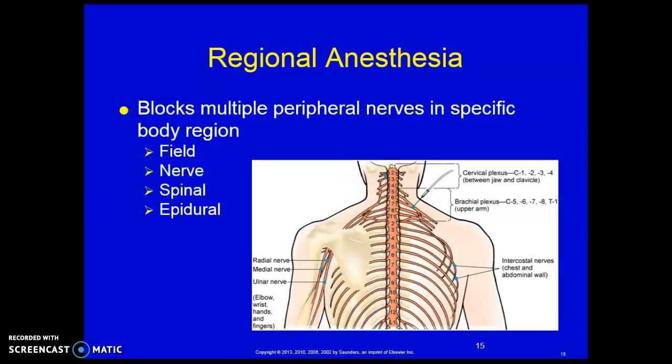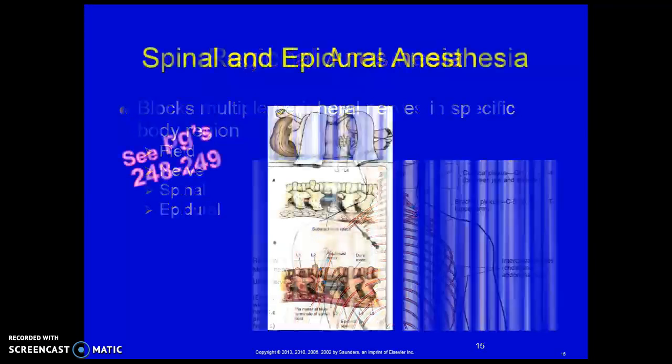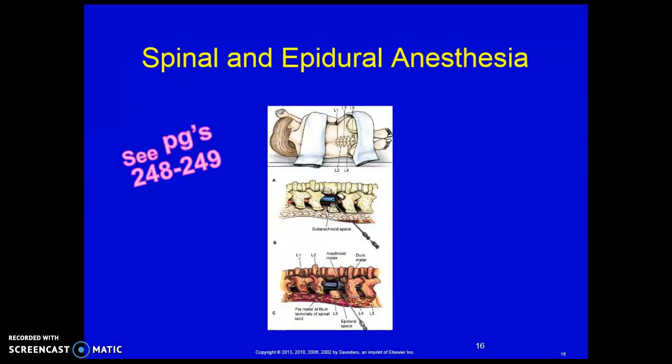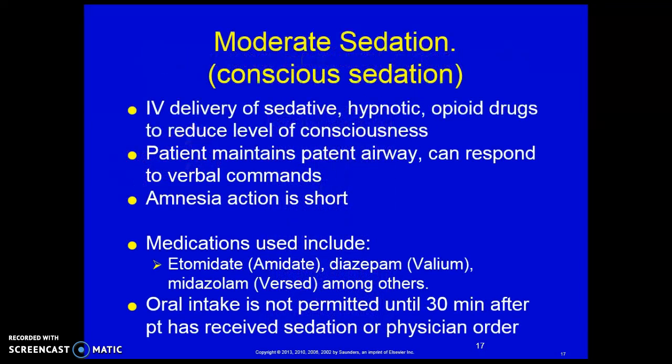So that's what this part is for regional anesthesia. So see pages 248 through 249. It just kind of shows the different positions and where these different needles go depending on if it's epidural or if it's block or if it's spinal. So just go over that and see it for yourself when you're studying for this.